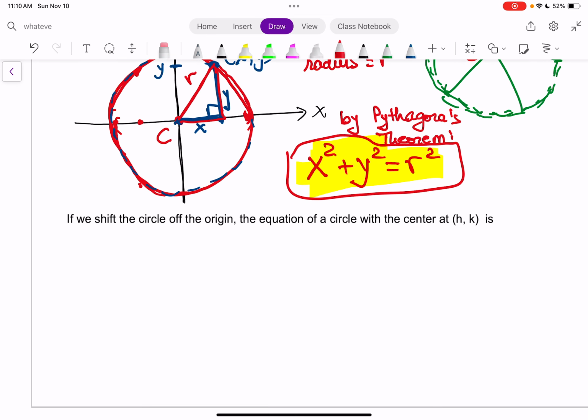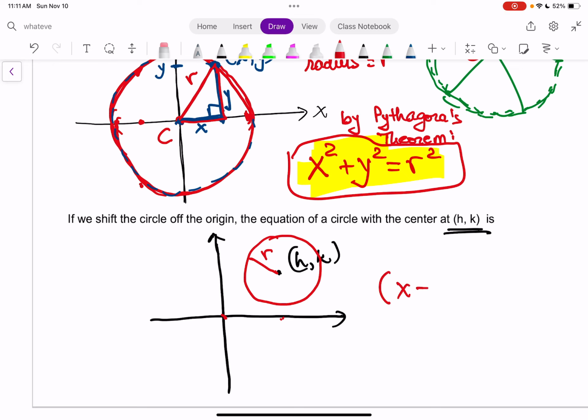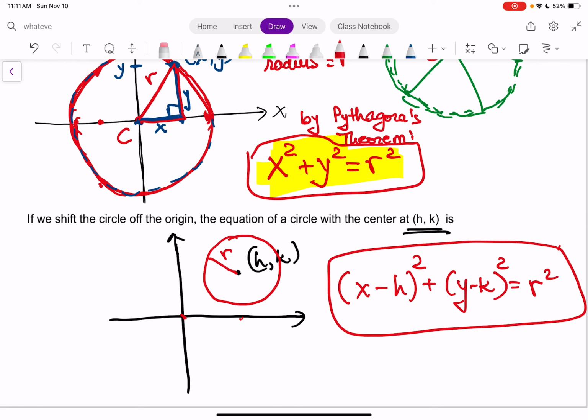If we shift the circle off the origin a little bit, it's not a big deal. They don't have to be centered in the origin. Let's say we move the center to a point of coordinates h comma k. Let's say the radius is still r. So really what we're doing is shifting the circle from 0, 0, and we're just going to get x minus h squared plus y minus k squared equals r squared. So if the center shifted to h, k, then we simply subtract those values from x and y.